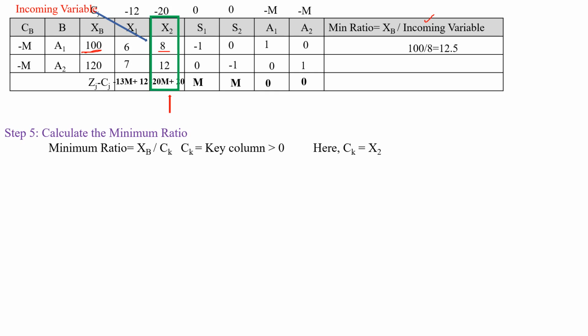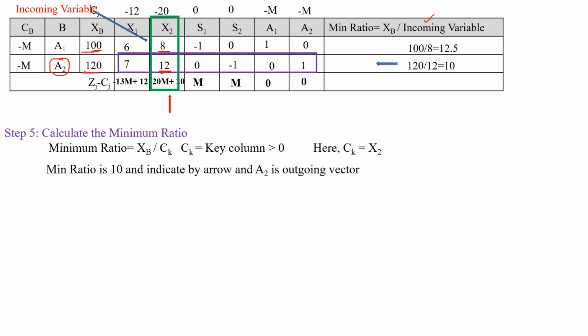Next we have to calculate the minimum ratio of XB divided by the coefficient of the incoming variable for the second row. Here XB value is 120 and coefficient value is 12. So 120 by 12, which is equal to 10. So among these two values, the minimum ratio is 10. So that is for the second row, which has the A2 variable in the basis.